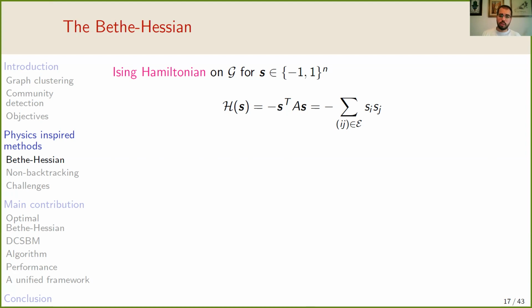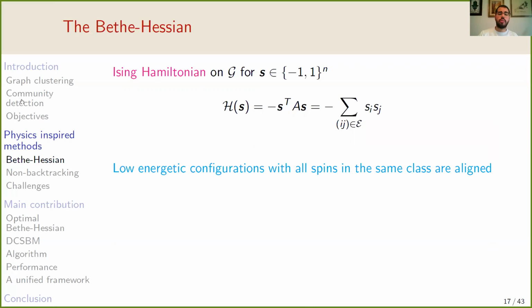Now, the smallest energy configuration is the so-called ferromagnetic configuration, in which all spins are aligned. However, if the graph G has a community structure, we expect to observe low energetic configurations in which all spins in the same class are aligned, because the majority of the spins of the nodes in the neighborhood of a given node are expected to have the same label assignment as the central node.